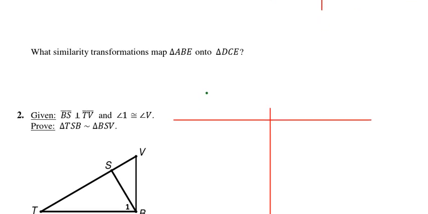Okay, so we did two things. We did a dilation, followed by a 180-degree rotation. Or you could do the other way. You could rotate first and then dilate to make it smaller. There are different answers here. Any questions? Okay.